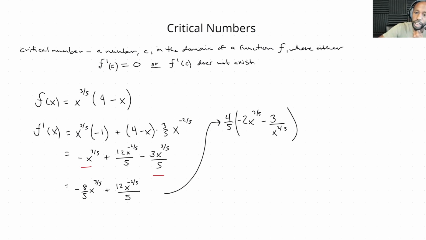Okay, so we can actually clean this up even a little bit more. What can we do to factor out, to make this a little bit cleaner? If I wanted to get rid of this down here, I could multiply the whole thing. Let me think about this.